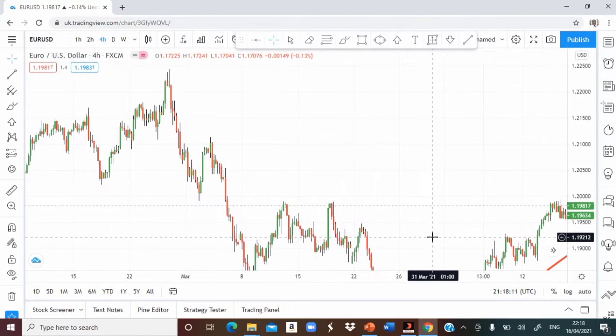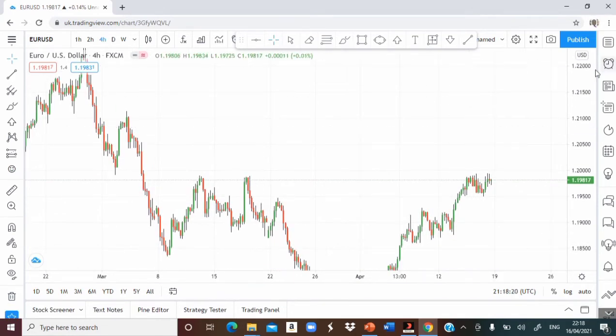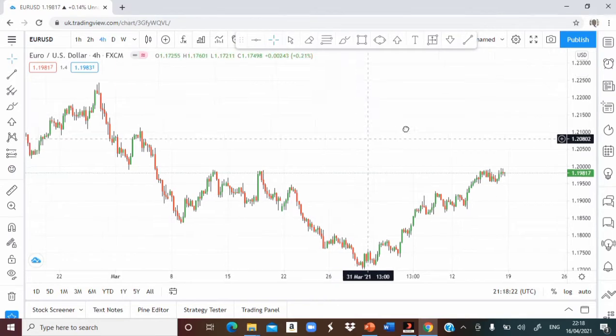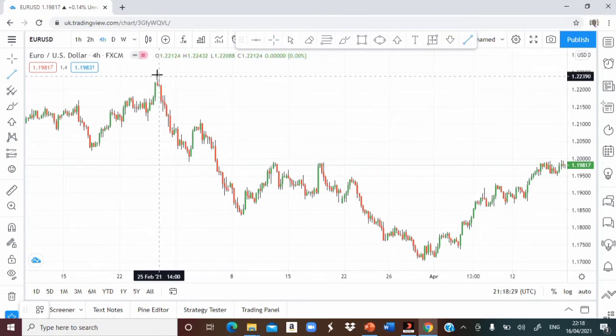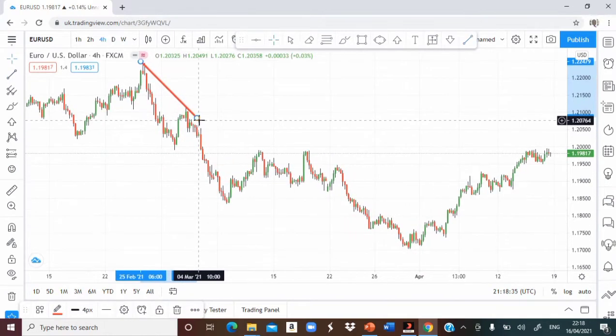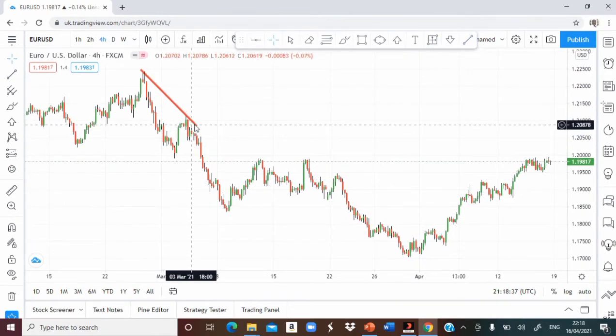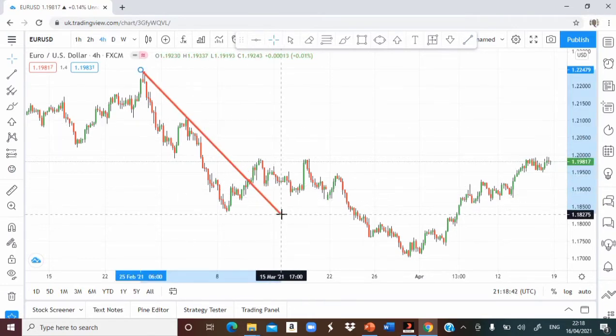Let's do it for a downtrend now. Remember, downtrend and uptrend follow the same principle. In a downtrend, price has to make a series of lower lows and lower highs. So let's connect this. This is the first touch. Let's connect this and this. All right, this is the second touch. So you drag it down.